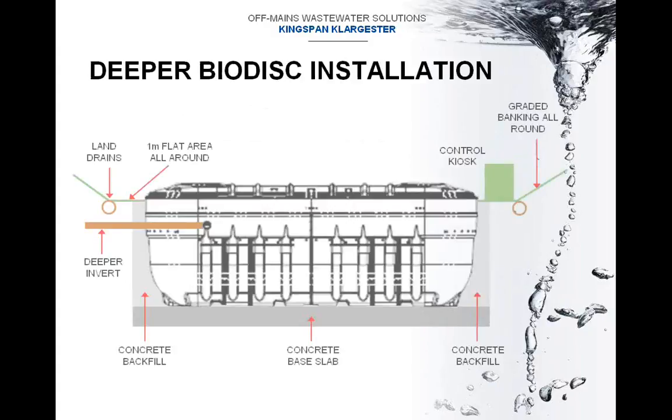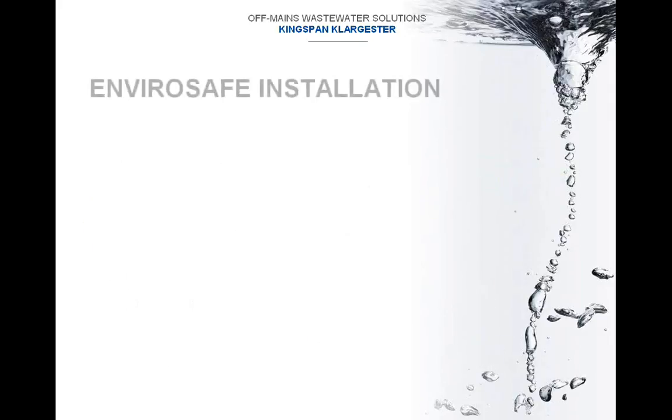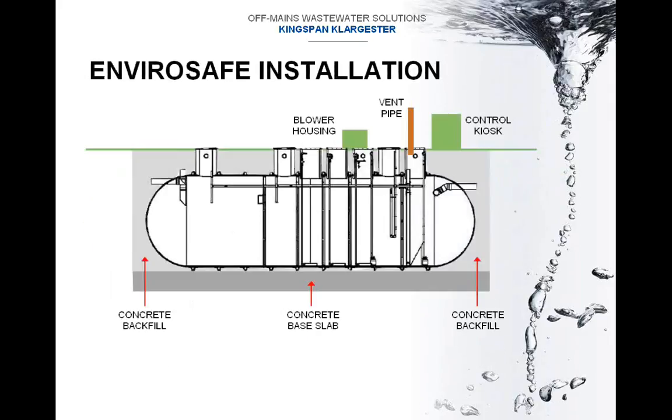If your invert on site is deeper than the standard biodisk invert, then the ground around can be landscaped as this slide shows. This invert is typically deeper, whereas the unit is now recessed. If recessing is not acceptable on site, an EnviroSafe may be the answer. These can offer deeper inverts with the covers flush at ground level, as shown on this slide.